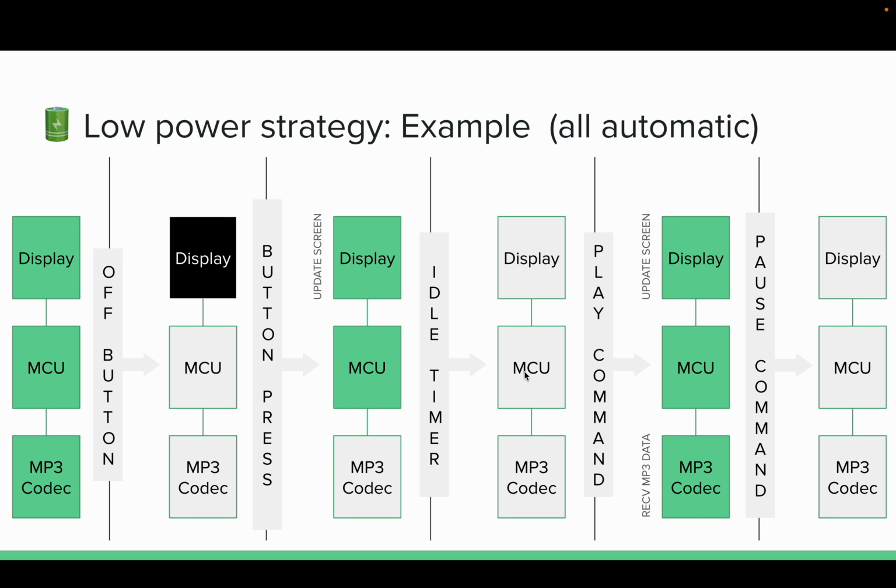Then, through a combination of buttons or whatever, the play command's been pressed, and now with this MP3 player, we can imagine that it's trying to show a progress bar or maybe some animations in the background. So the screen's being updated, the MP3 is getting fed MP3 data from the MCU, and then when the pause button is pressed, we go into low power mode because we don't need to do anything. We don't have to update the screen unless we're doing more animations, and we can stop the MP3 decoder because it's no longer doing any work.